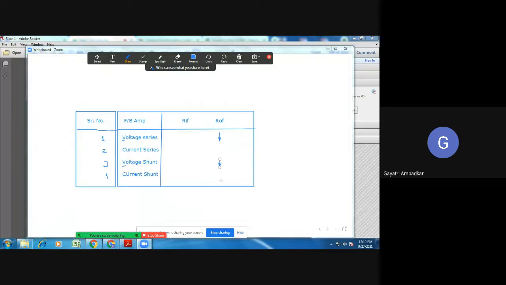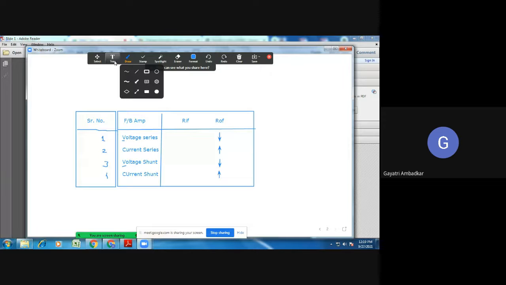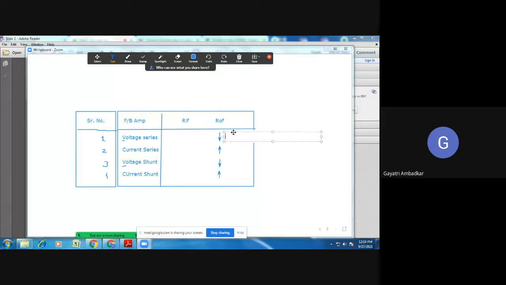Yes, in this case, what will be the effect on ROF? Increase or decrease? Increase. Very good. So I will write up arrows here, indicating increase. For simplicity, I am showing you so that you will be able to remember. This down arrow indicates decrease. This indicates increase. Again, this indicates decrease. So you understand, right? Increase, decrease arrows.